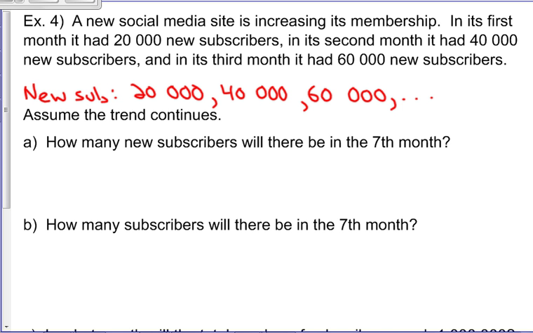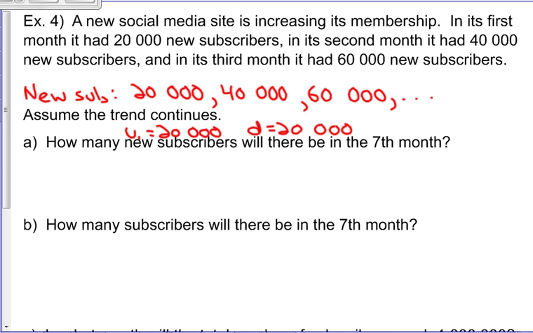Okay, so let's see. What do we know? We know that U1 here is 20,000. And we know it's arithmetic. It's going up by 20,000 each month. So the difference is also 20,000. How many new subscribers will there be in the 7th month?